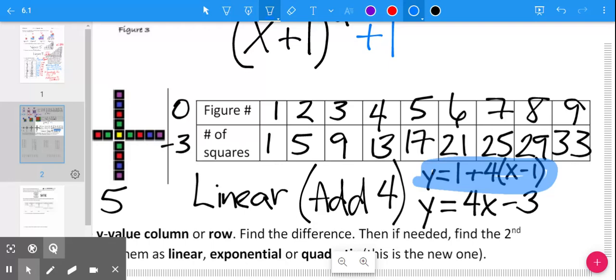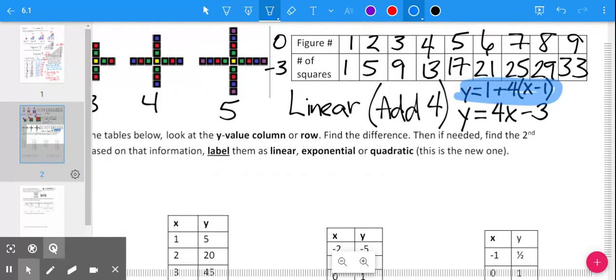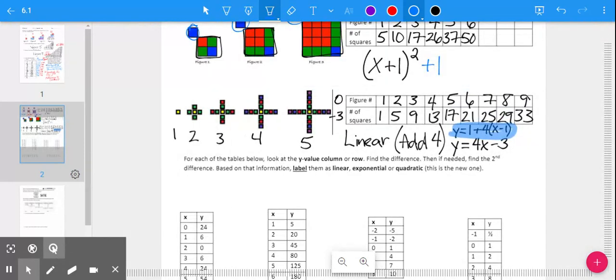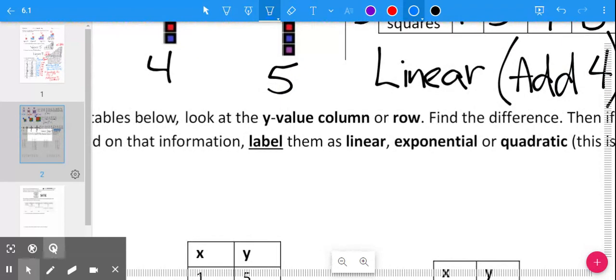In this next section, I'm going to choose 3 problems for us to go over. It says for each of the tables below, look at the y value column or row. Find the difference. Then, if needed, find the second difference. Based on that information, label them as linear, exponential, or quadratic. So linear, rate of change is constant. You're adding the same thing every time.